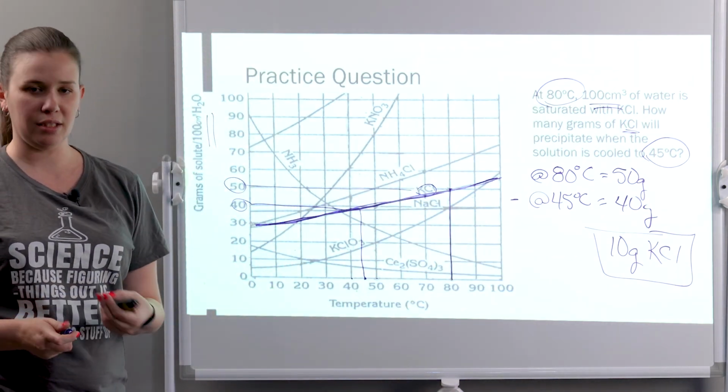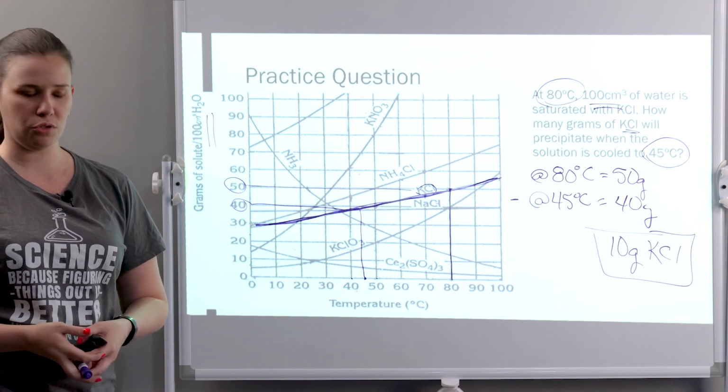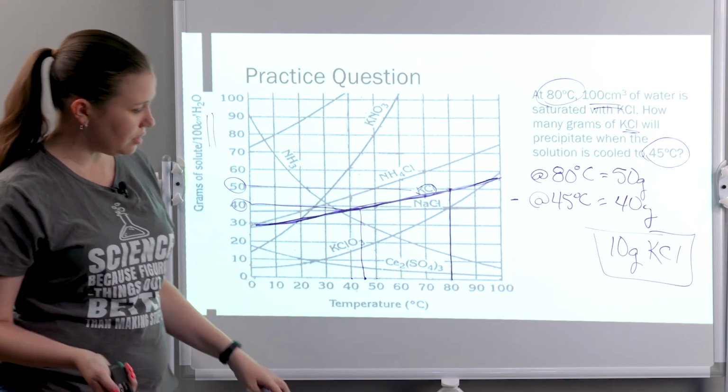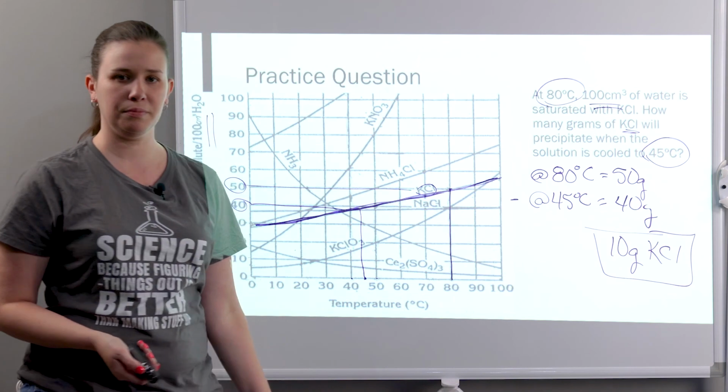So just always check at the end of the question, do I need to do a proportion to adjust for the volume? In this case, we don't. In this case, we have 10 grams that come out of solution.